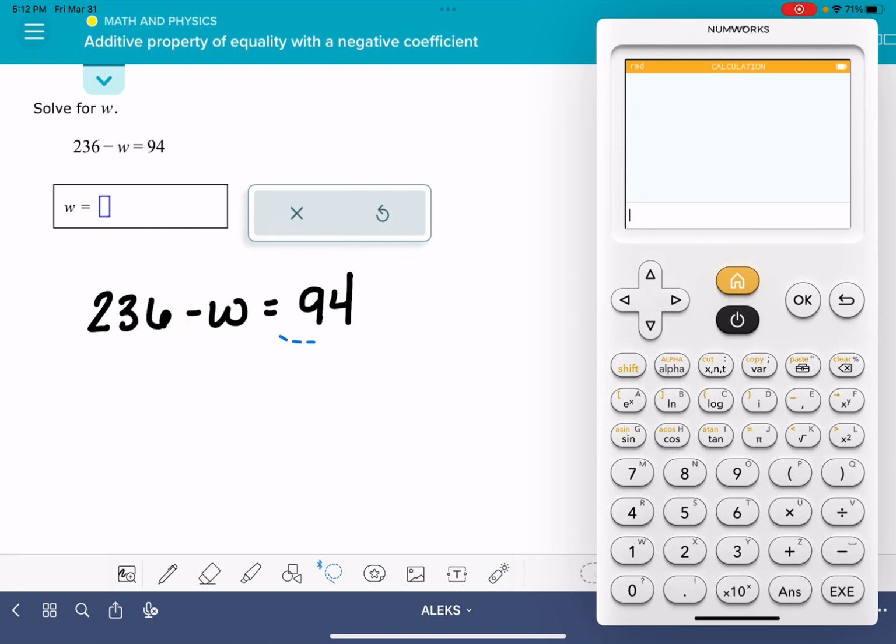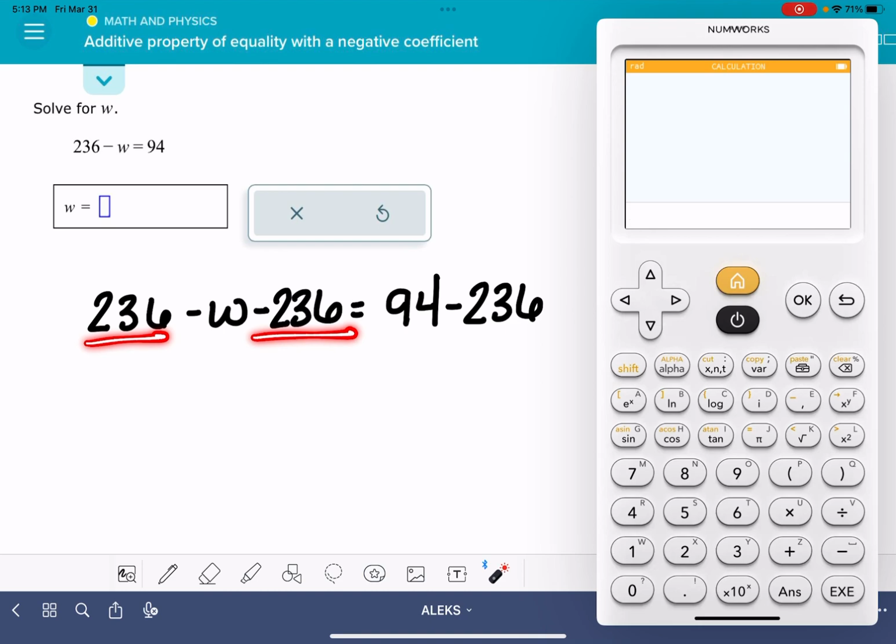The way that I'm going to do that in this particular case is get rid of the 236 on the left-hand side. So I'm going to subtract 236 on the left-hand side, and that's just going to get rid of it. Now, whatever I do to the left-hand side of the equation, I have to do the exact same thing to the right-hand side of the equation. That's what keeps the left side equal to the right side.